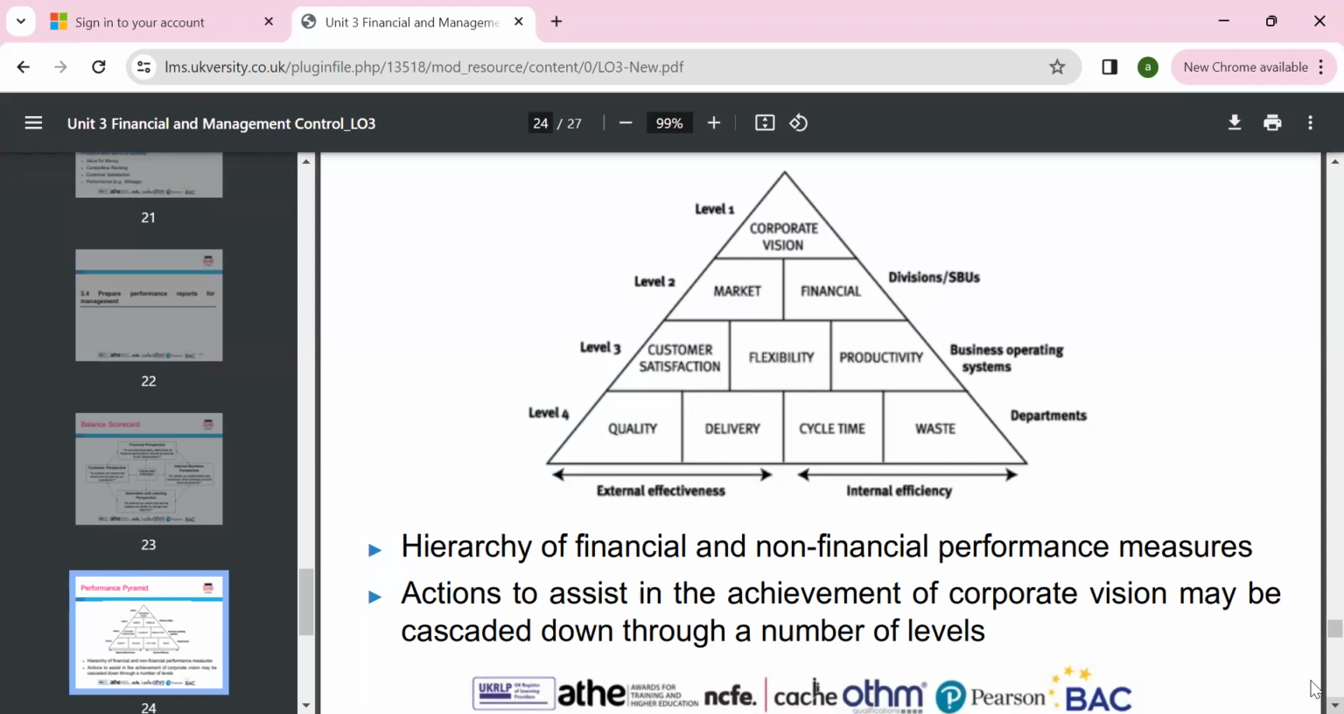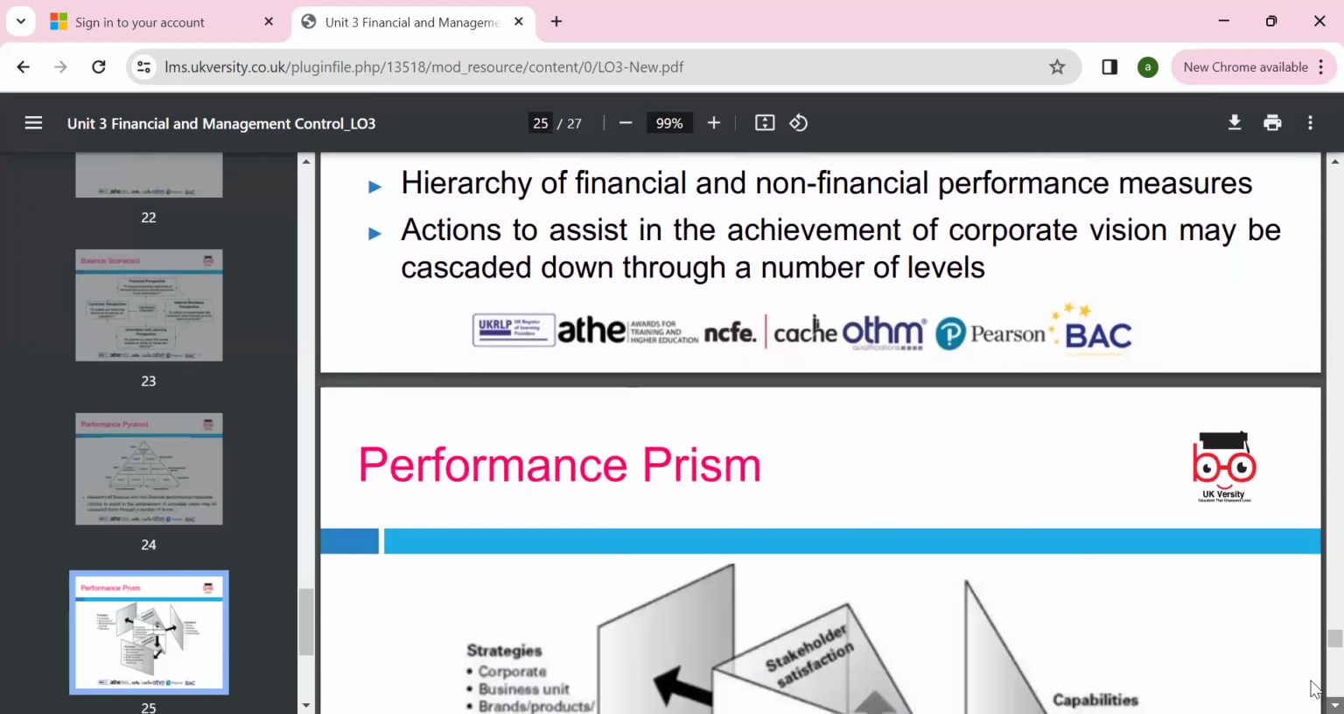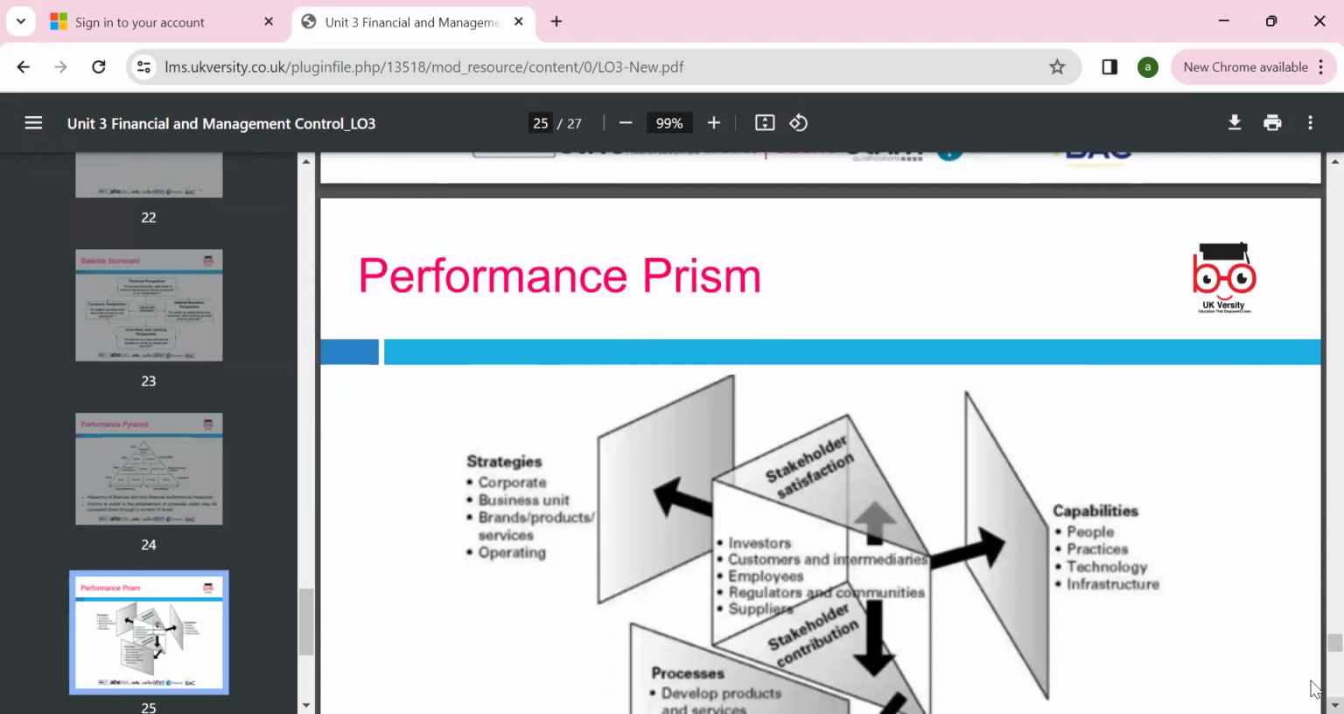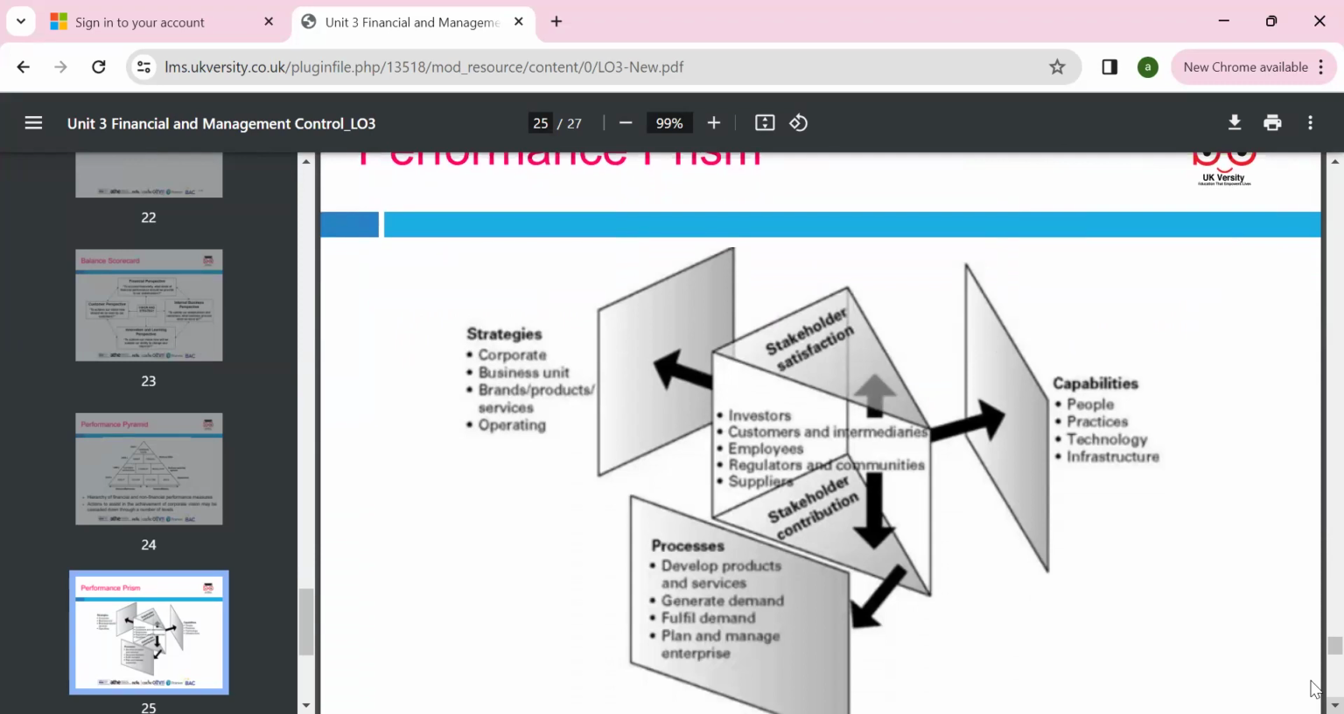We need to keep the information short and simple, relevant and up-to-date. Next we have performance, where we can look at strategies: corporate, business unit, productivity, goodwill. Stakeholders put on their expectations and those are met, along with their views about performance and the processes that develop the products and services.